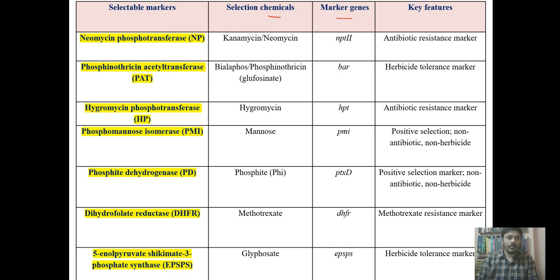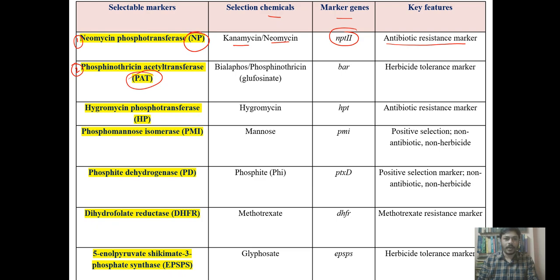So first, coming to the neomycin phosphotransferase, that is known as NPT. The selection chemicals for this selectable marker are either kanamycin or neomycin. They are encoded by the NPTII gene, and the enzyme inactivates the antibiotics, so they are known as antibiotic resistance markers.